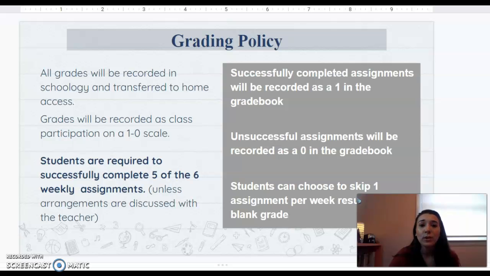All right. Grades will be recorded as class participation on a scale of 1 or 0. Students are required to successfully complete 5 of the 6 weekly assignments, unless you arrange something by talking to me. All right. Successfully completed assignments will be recorded as a 1 in the grade book. Unsuccessful assignments will be recorded as a 0 in the grade book. Students can choose to skip 1 assignment per week, resulting in a blank grade. So that means if you had a successful week, you would have 5 1s out of the 6 assignments and 1 blank, because that would be your 6th assignment that you skipped.